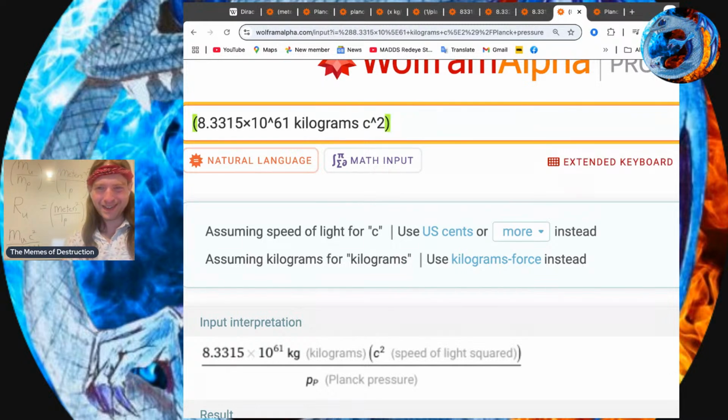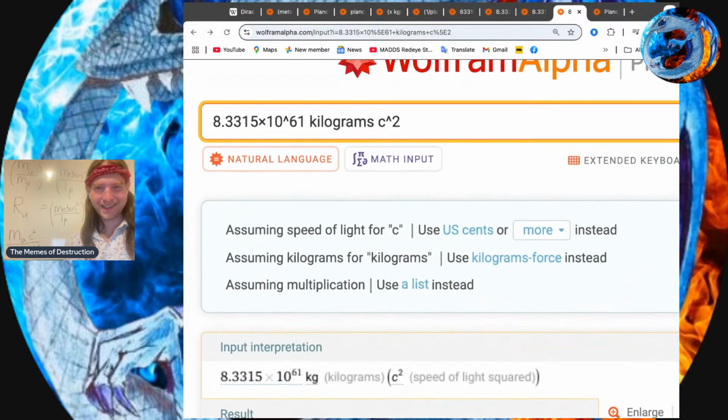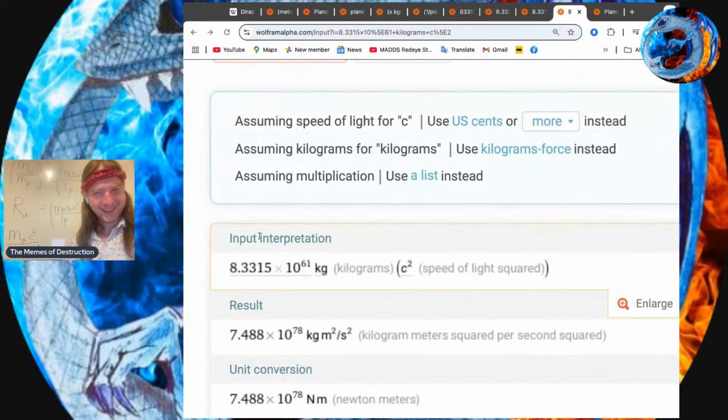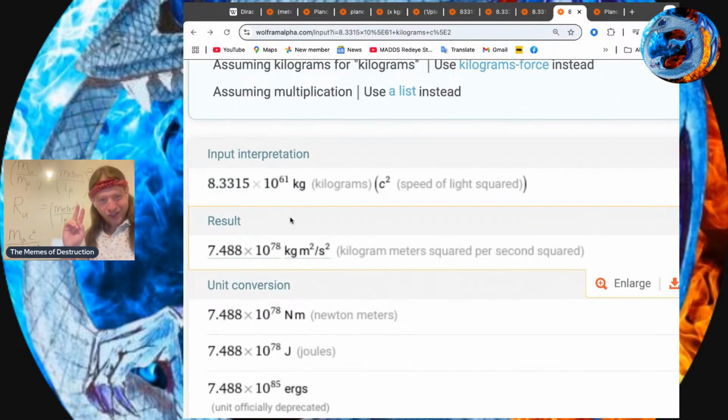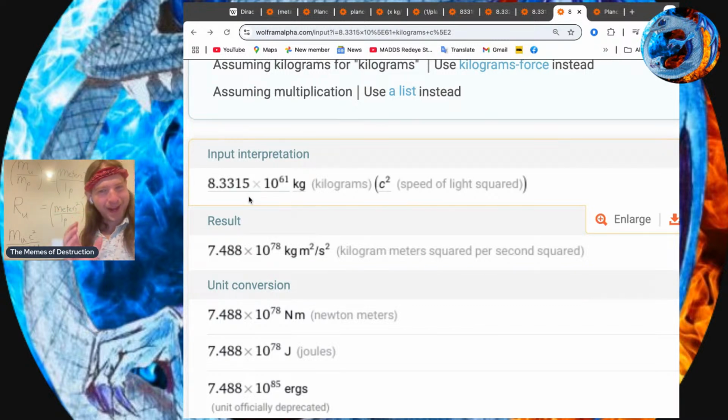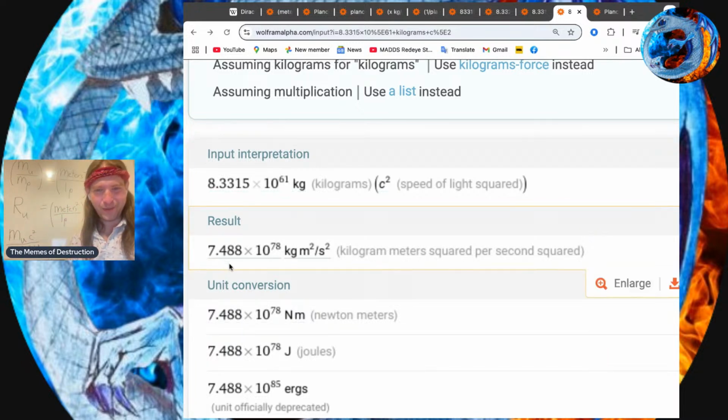Let's take out the Planck pressure. Wait a second. We just had our conjectured value for the sum total of mass of the universe times c squared. So the total mass energy. We take the mass energy equivalent of the sum total of mass of the universe. We get 7.488 times 10 to the 78 kilograms meters squared divided by... wait a second. Those dimensions are slightly off.